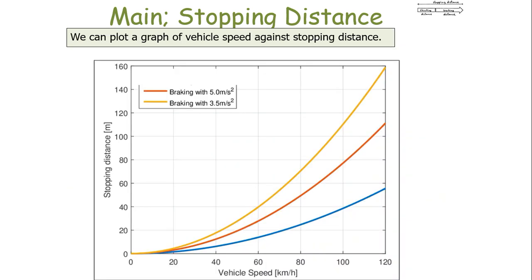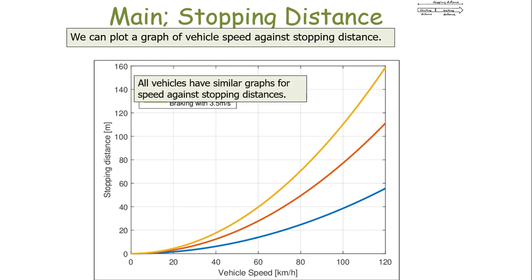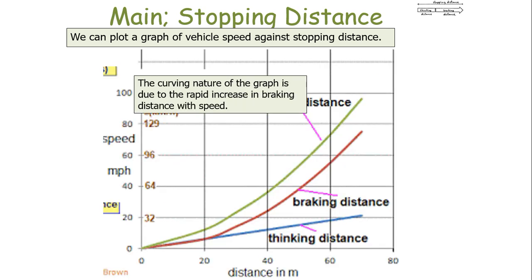So we can plot a graph of vehicle speed against stopping distance, and as you can see with this particular idea, all vehicles have similar graphs for speed against stopping distance, and the curving nature of the graph is due to the rapid increase in braking distance with speed. So you'll notice that the reason why it's curving is due to the braking distance, because as shown on the graph, the thinking distance is in direct proportion to the speed because it's a straight line through the origin.